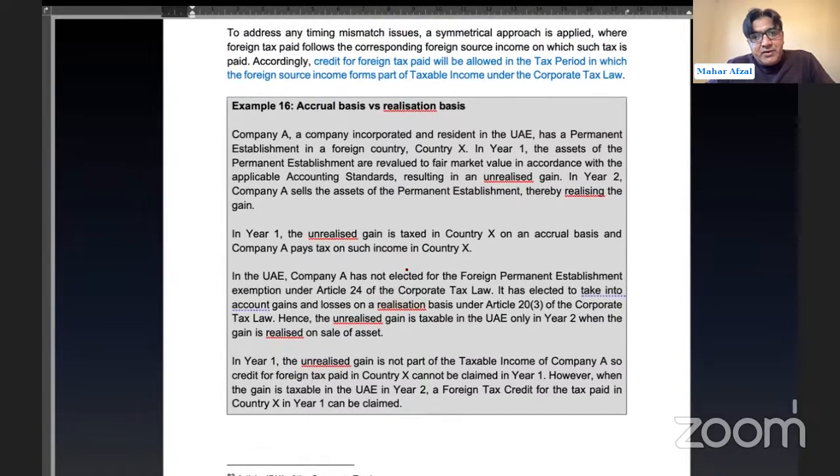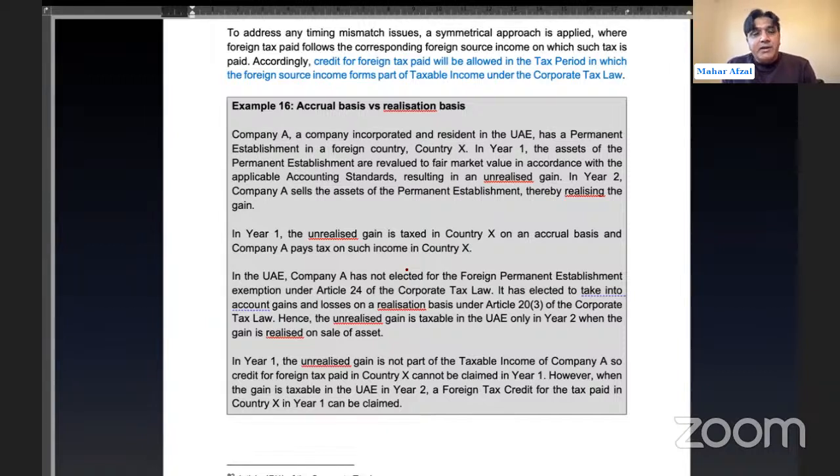Accrual or realization basis is what we're discussing. There can be a timing difference. Once there is a timing difference, you need to consider this. I have already told you, when this foreign source income is being considered for tax purposes in the UAE, then you can claim the foreign tax credit. Otherwise, you cannot claim the foreign tax credit.